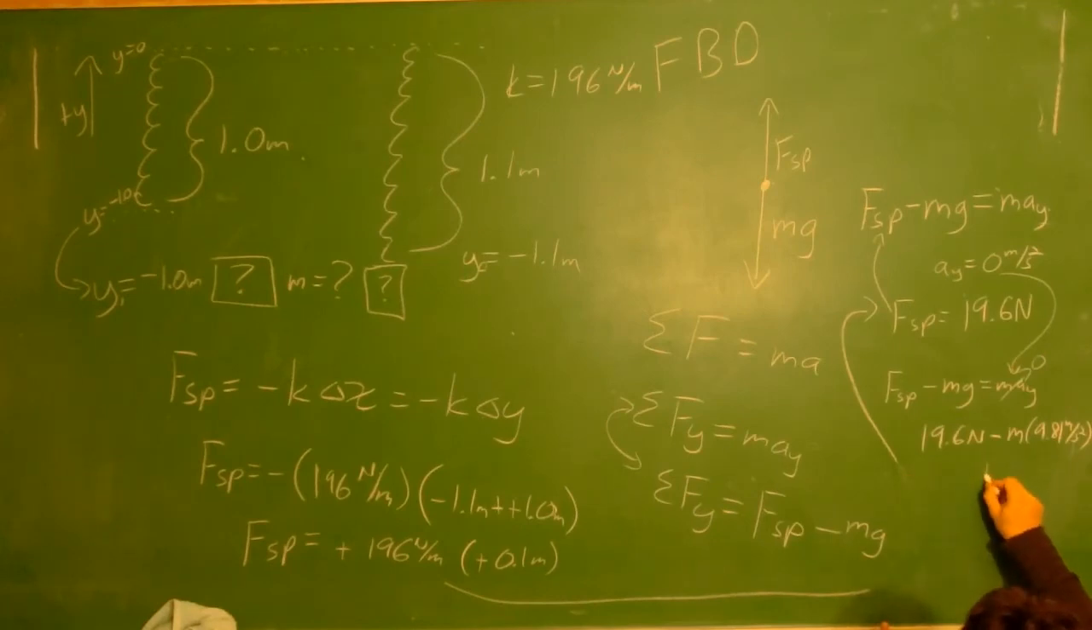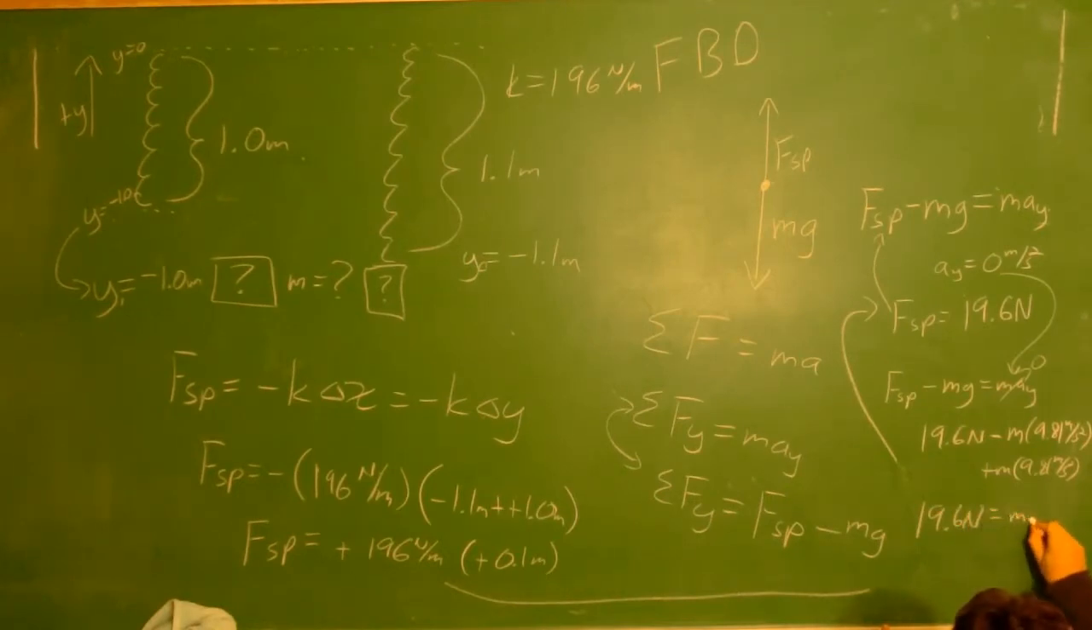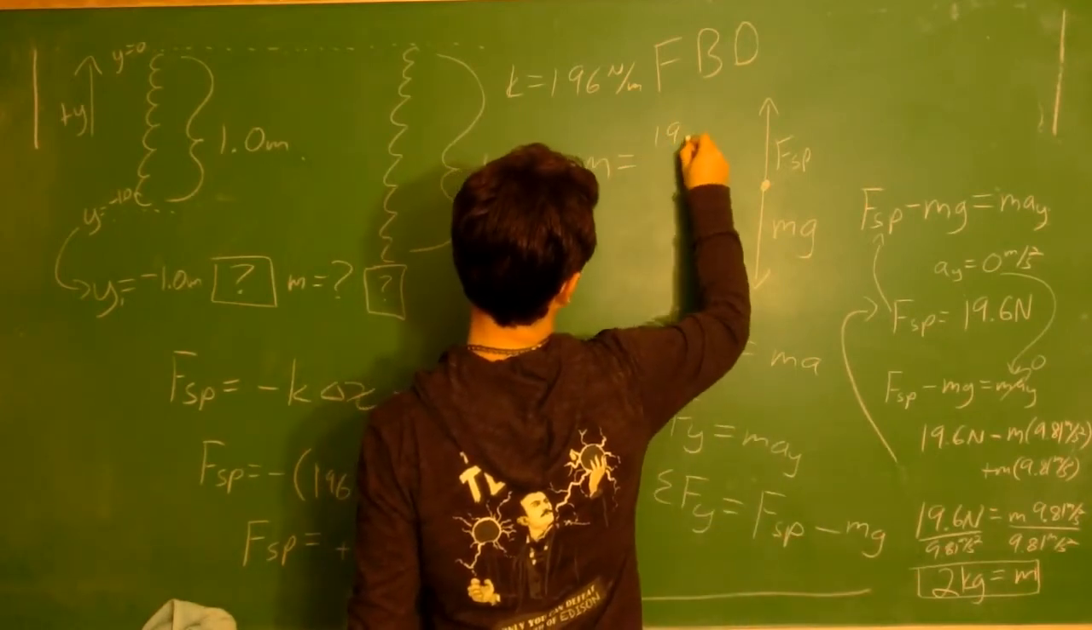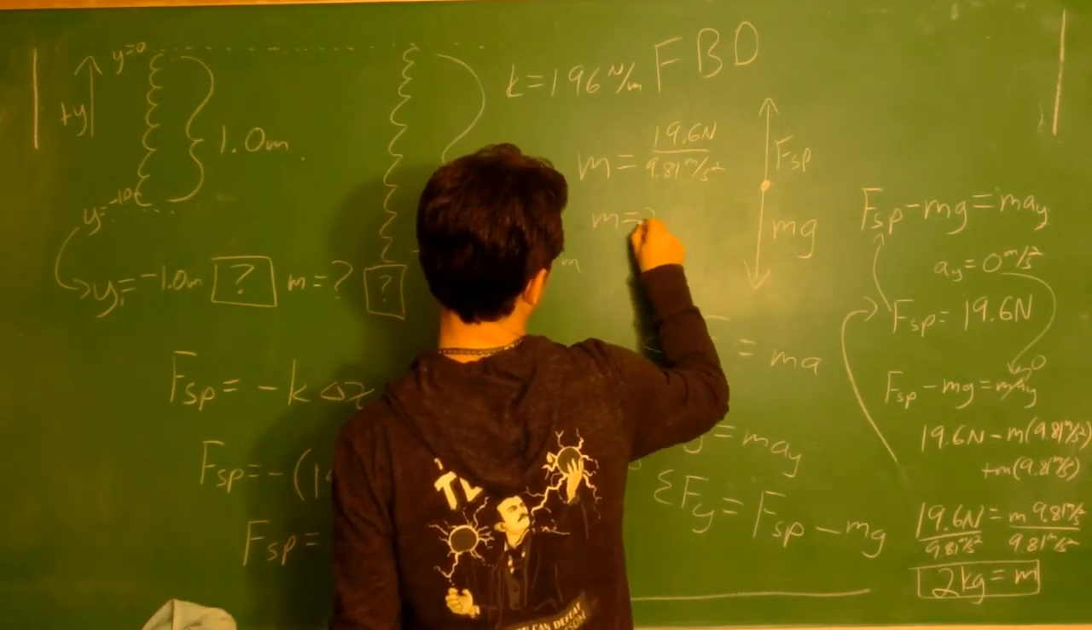I'm going to try and use this room here. So I'm going to add my mass times 9.81 meters per second squared to both sides. I end up with, down here, 19.6 newtons equals my mass times 9.81 meters per second squared. I divide both sides by 9.81 meters per second squared. Okay, and I end up with 19.6 divided by 9.81 meters per second squared comes up to just about 2 kilograms, and that's equal to my mass. So I found out that my mass equaled 19.6 newtons divided by 9.81 meters per second squared, and that gave me that my mass was equal to 2 kilograms.